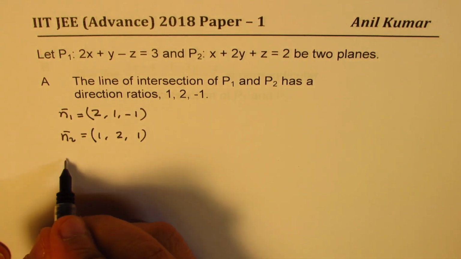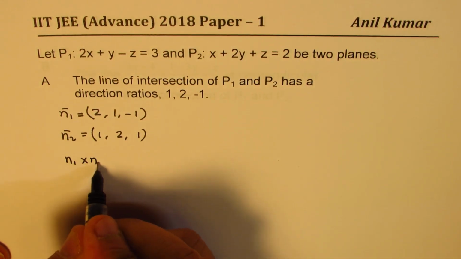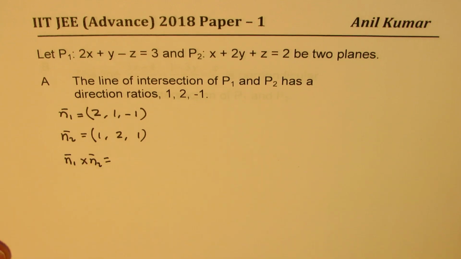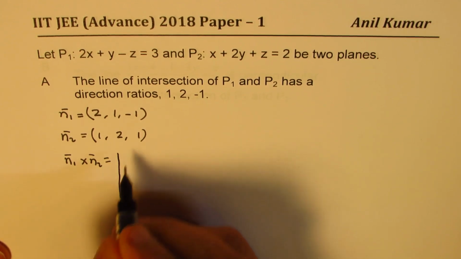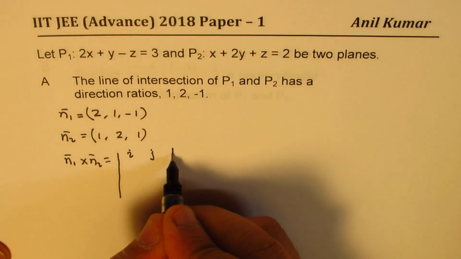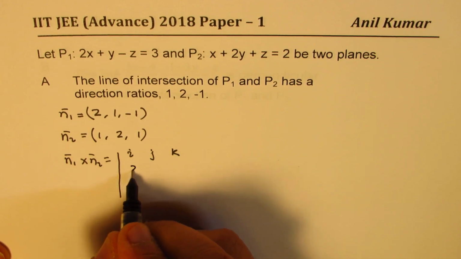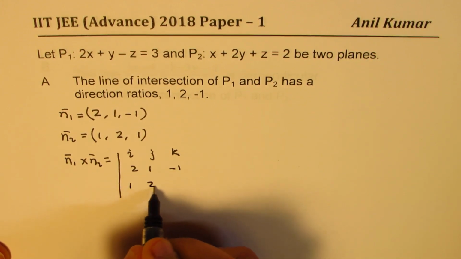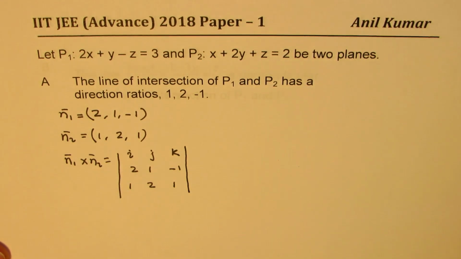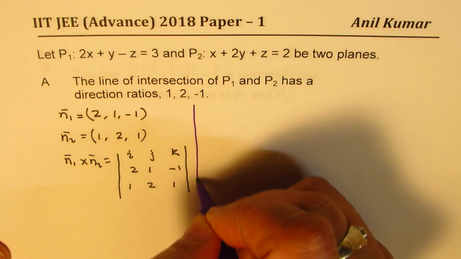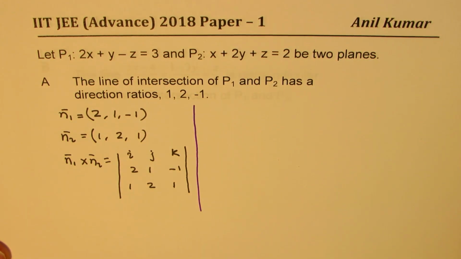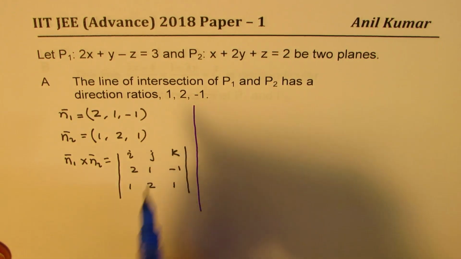So now what we need to find? We need to find n1 cross n2. That is what we need to find, okay? So let's use the determinant to find the value. i, j, k; 2, 1, minus 1; 1, 2, 1. Right. So that gives you what value? You can actually pause the video, answer this question, then look into my suggestions, right?